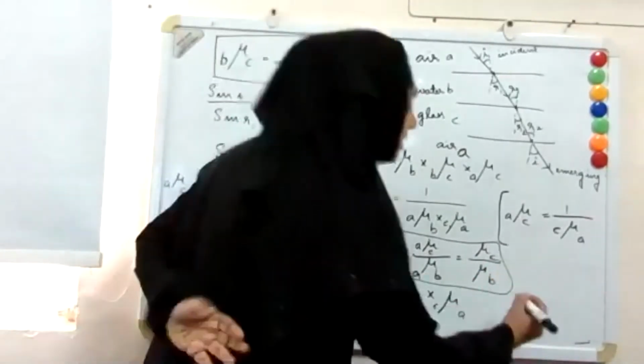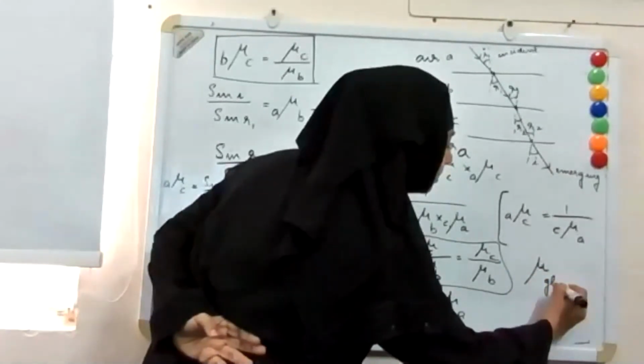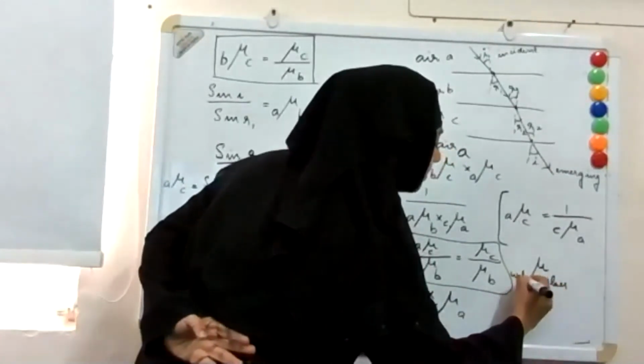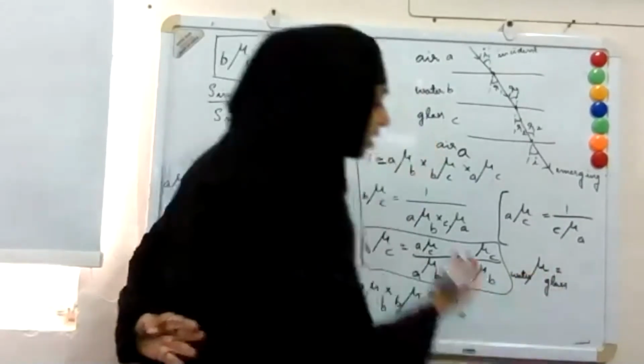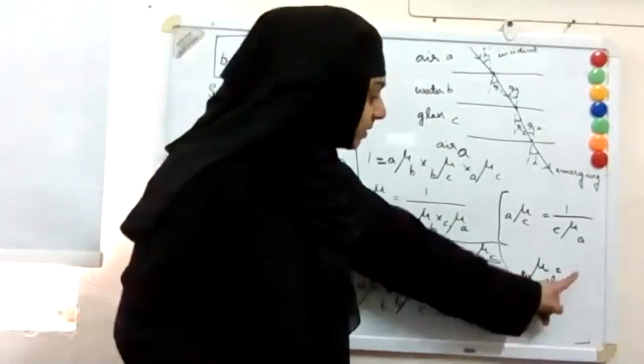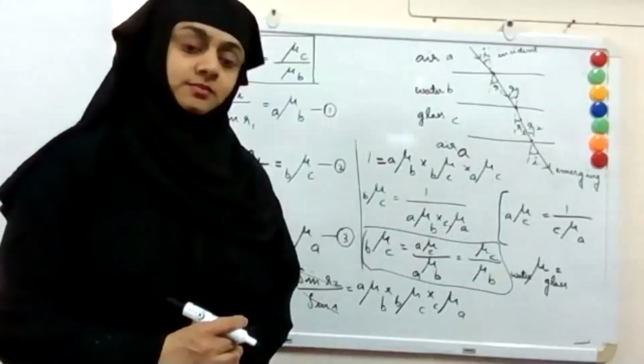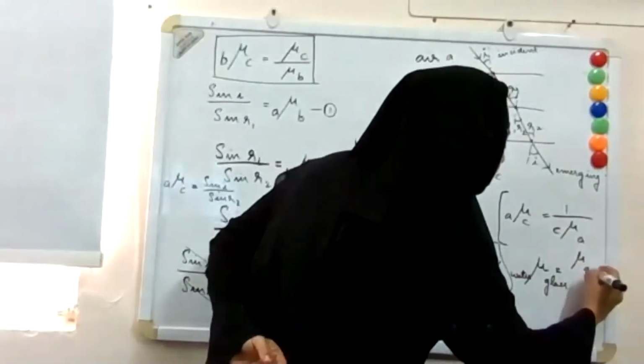Now, for example, I have the refractive index of glass with respect to water. Suppose light is traveling from water to glass. Then what will be the relation? Can you tell me? Mu glass by mu water. Mu glass by mu water.